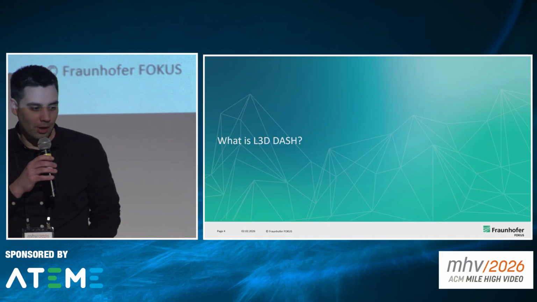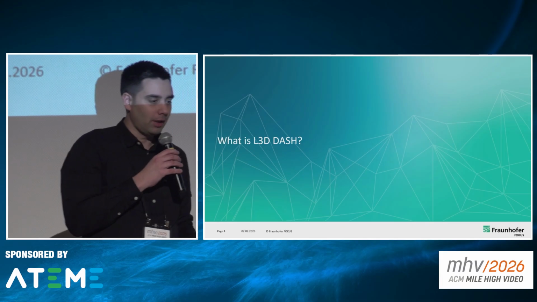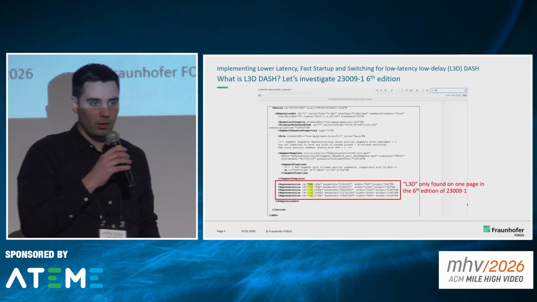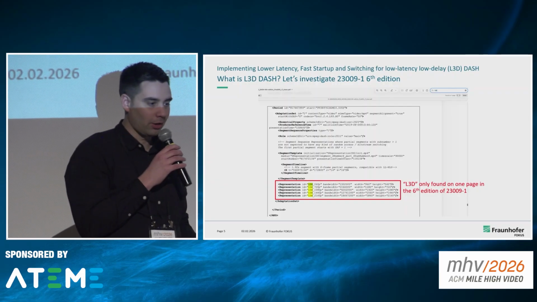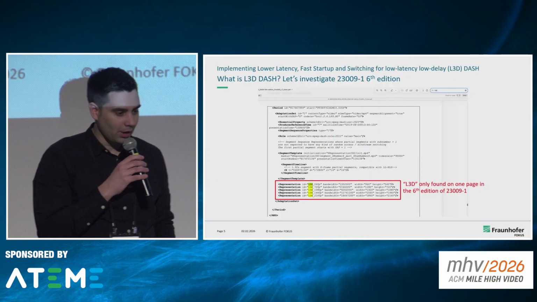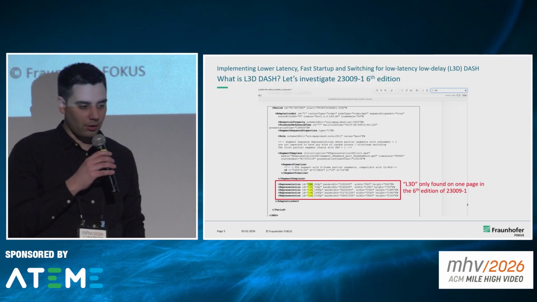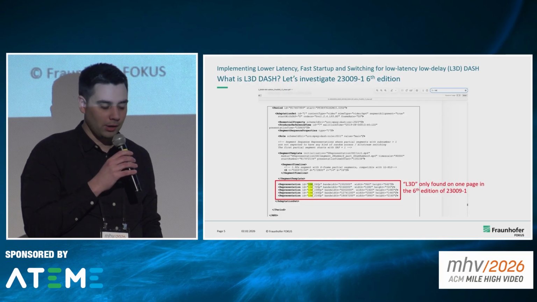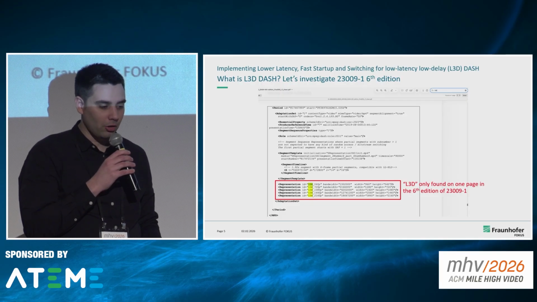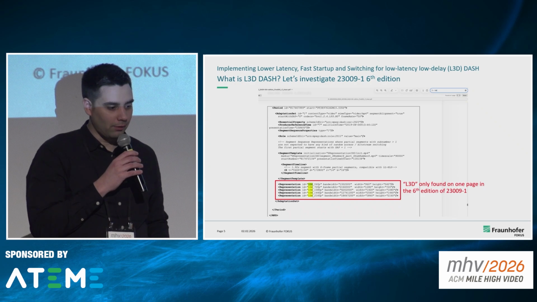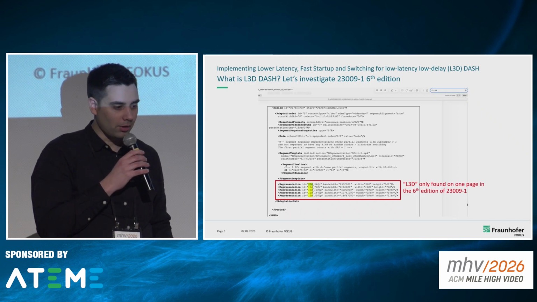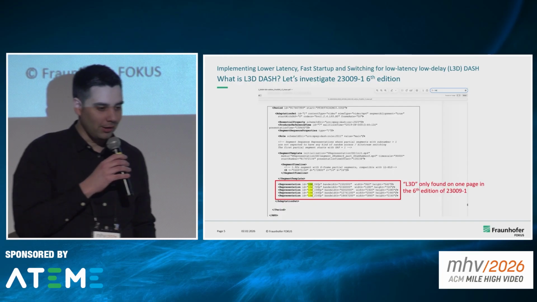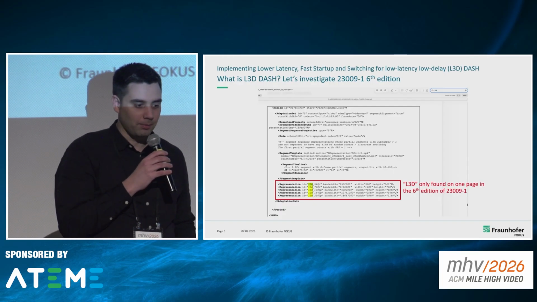Okay, so I want to start with what is LCD DASH, and we're going to do that the old-fashioned way. So we're not going to ask an AI. We're going to actually check the specification first. If we search for LCD in the 6th edition of the MPEG-DASH specification, we actually get 5 hits, but they're all on the same page. I marked the relevant part here in the red box. These are only representation IDs. So that doesn't help that much.